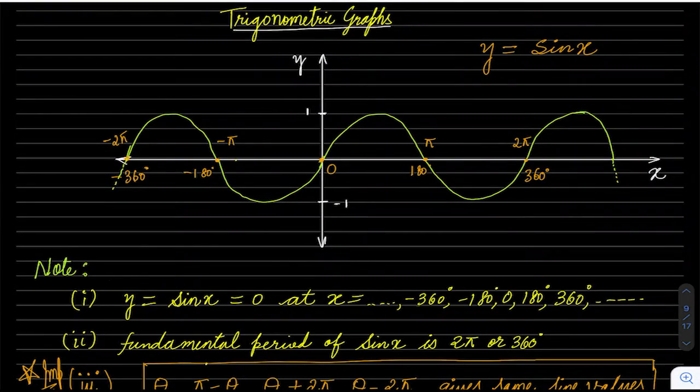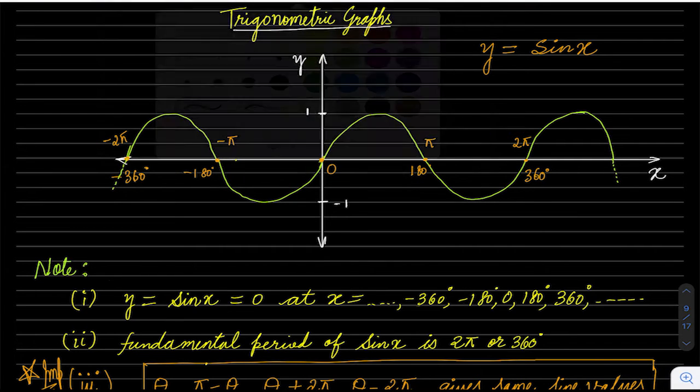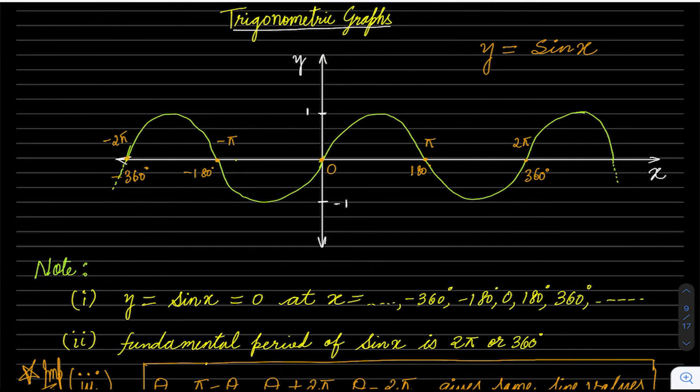Hello guys, today we are doing trigonometric graphs. We are doing three graphs: the graph of sin x, cos x and tan x. We will quickly go through these graphs and see what the most important points in these graphs are. So first is the sine graph.